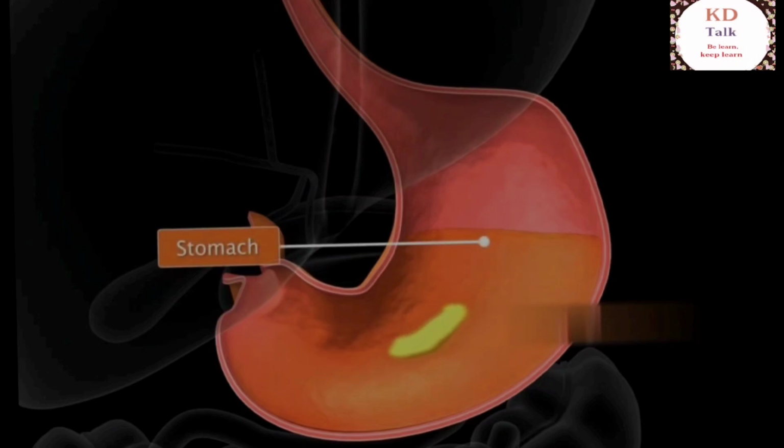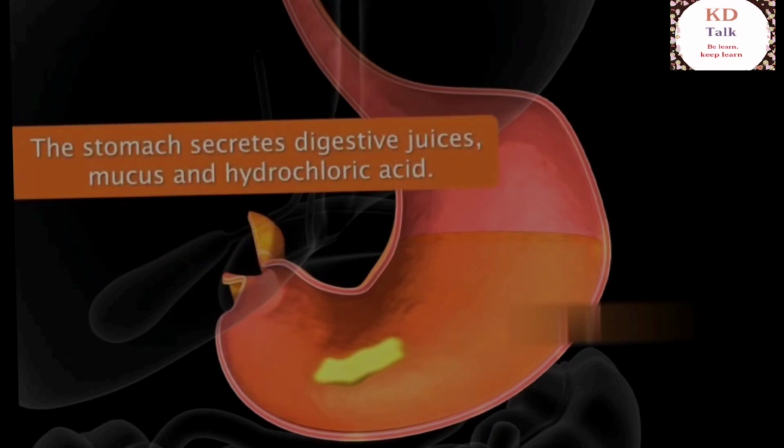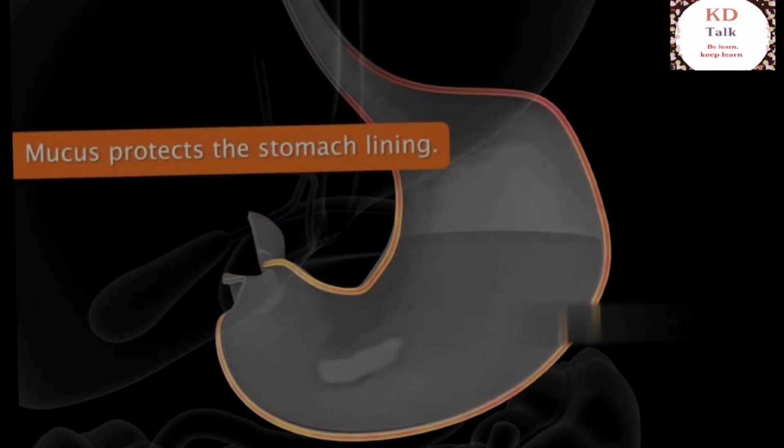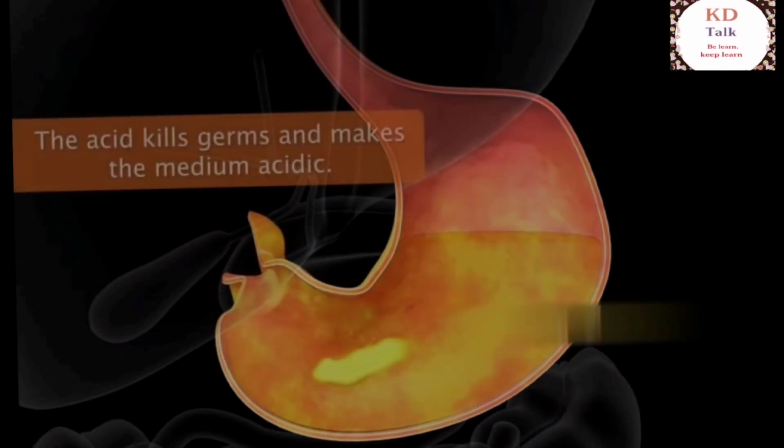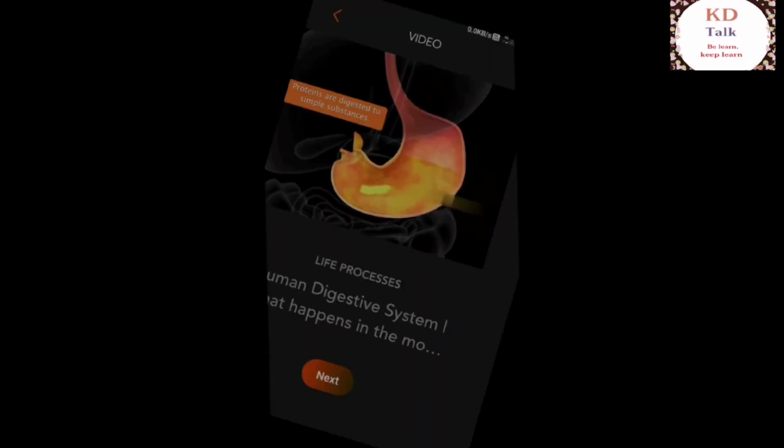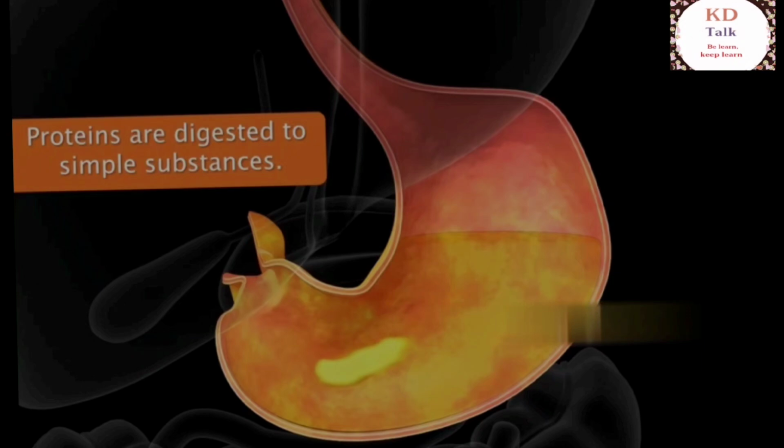The stomach is a U-shaped, thick-walled bag. The walls of the stomach secrete digestive juices, mucus, and hydrochloric acid. Mucus protects the stomach lining. Hydrochloric acid kills germs and provides an acidic medium. In an acidic medium, the digestive juices can break down proteins into simpler substances.